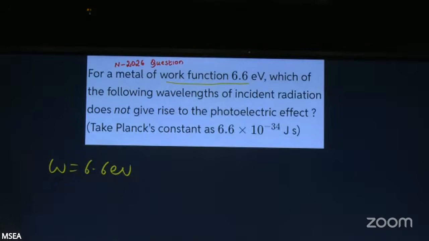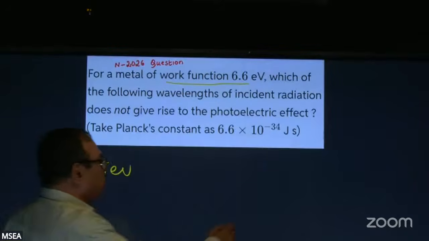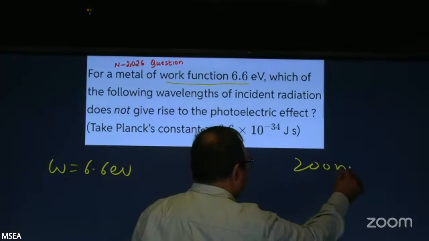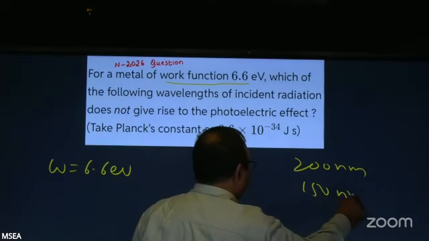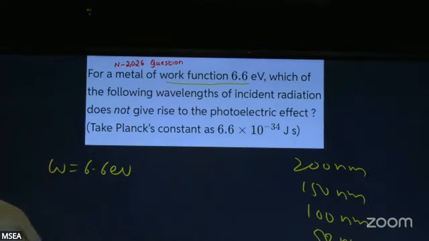Just now I told you, whenever energy is given in electron volt, how do we calculate the wavelength? Of course, the options are given: 200 nanometers, 150 nanometers, 100 nanometers, and 50 nanometers. It is given in 2026. Based on this question, what are the things you must remember in future that I want to give?